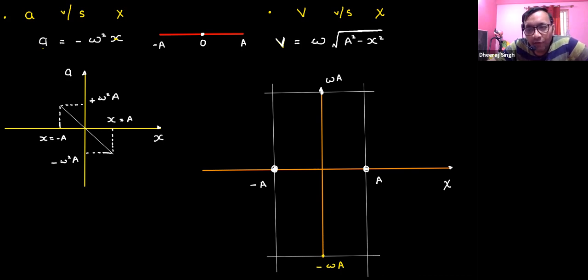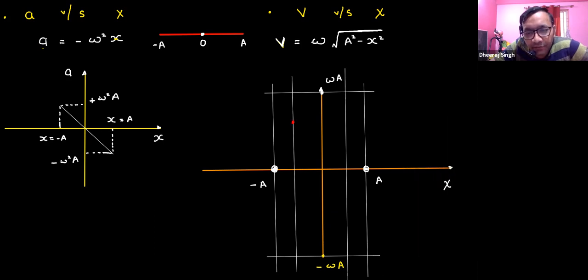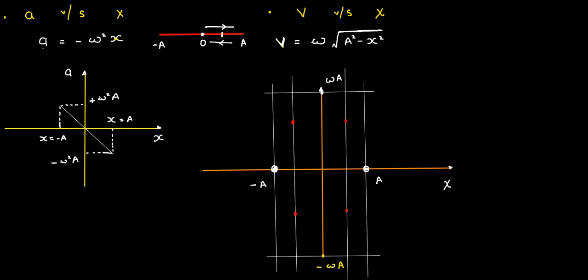Now, for every value of x, let's say if I draw a line like this, will I get two different velocities or not? For every value of x, one positive, one negative. Everyone, type in. You can see here, one velocity while going this way, one velocity while coming back at the same position. All of you type in, is it something you are understanding?